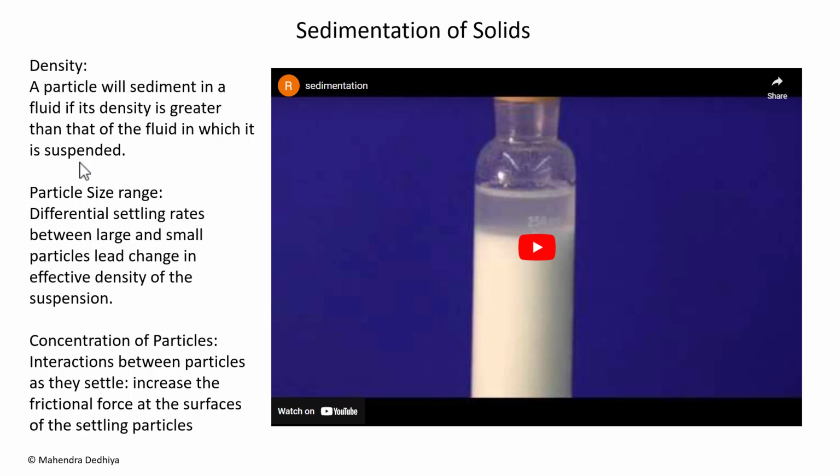Particle size range: different settling rates between large and small particles will change the effective density of the suspension. And you saw the video in the previous submodule on settlement of particles of different size ranges. Concentration of particles: there's an interaction between particles as they settle, and there's an increase of frictional force at the surface of the settling particles. We'll see in this video some of these effects.